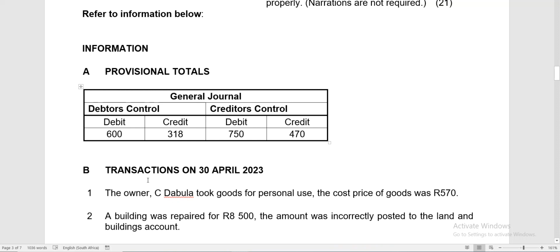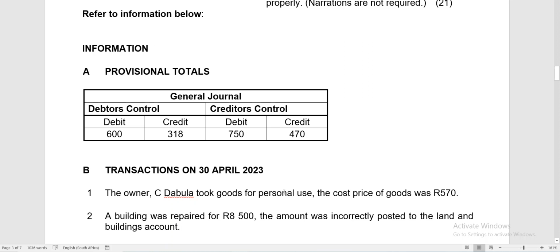So here, if you look at this, you are given some transactions, and you need to also tell us whether these transactions will affect the debtors control or the creditors control. Some transactions will not affect the debtors control and creditors control, so we just have to indicate account debited and account credited only. Okay, so that's what we also need to check. So the first transaction says that the owner C Dabula took goods for personal use. The cost price of the goods was 570.